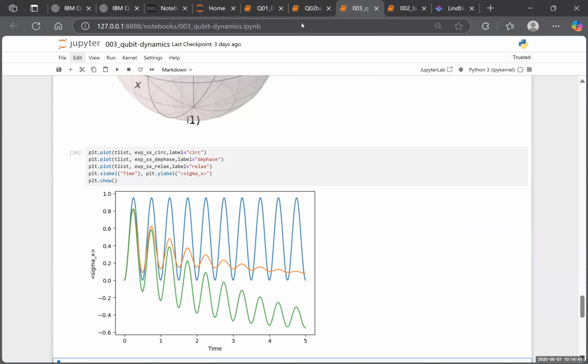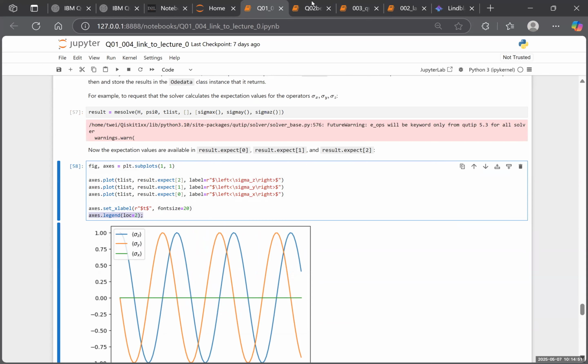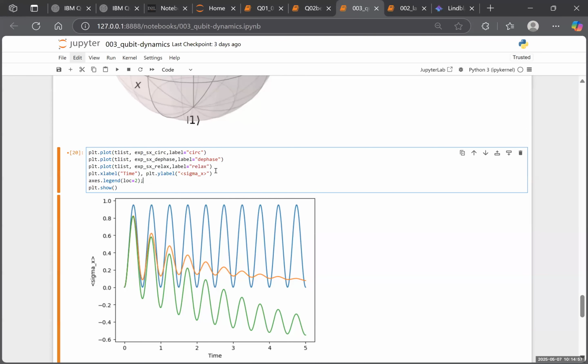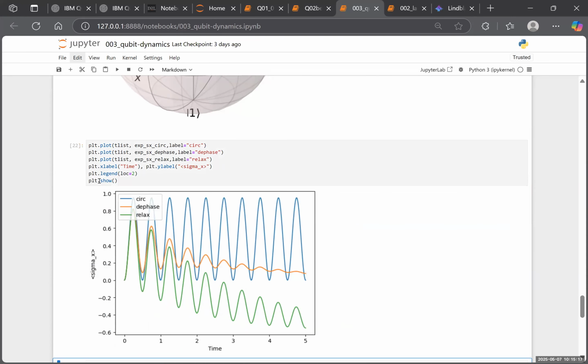Why does it not show up here? Legend. This is how we learn. I hope this is correct. There's no axis, so how do we add a legend? Maybe plot legend. Okay, yeah.